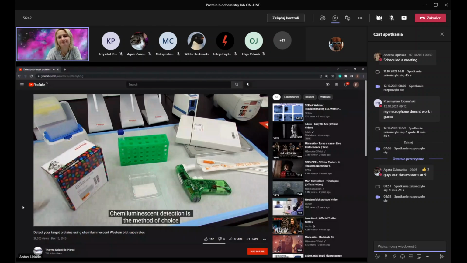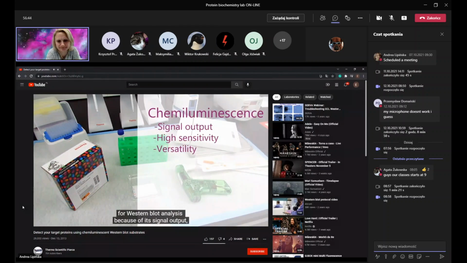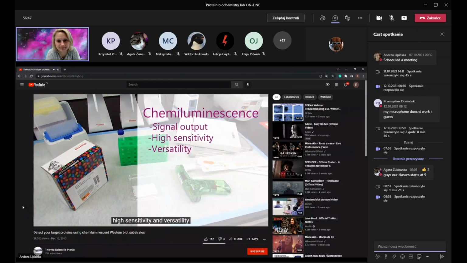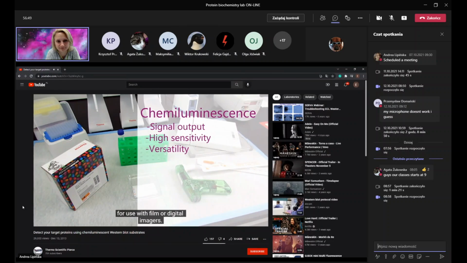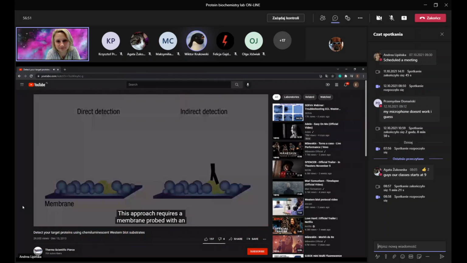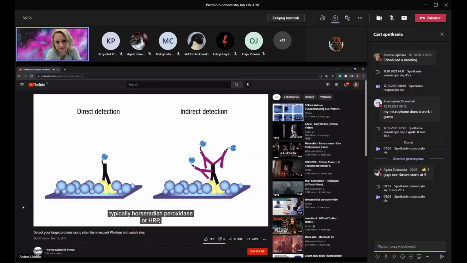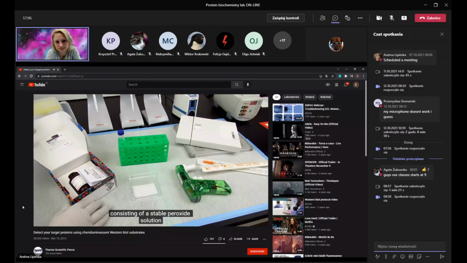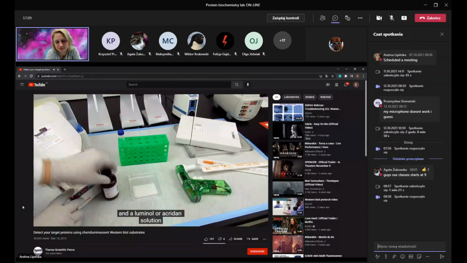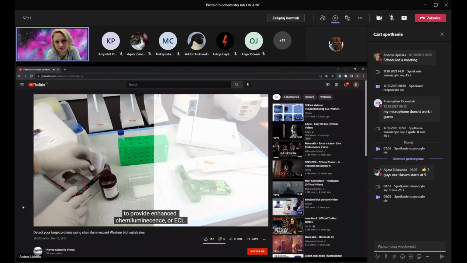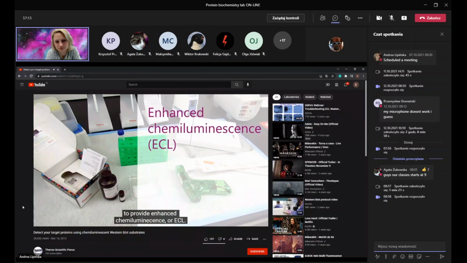Chemiluminescent detection is the method of choice for Western blot analysis because of its signal output, high sensitivity, and versatility for use with film or digital imagers. This approach requires a membrane probed with an antibody that is conjugated to an enzyme, typically horseradish peroxidase or HRP, and a chemiluminescent substrate. These substrates are usually two-component systems, consisting of a stable peroxide solution and a luminol or acridan solution to provide enhanced chemiluminescence, or ECL.